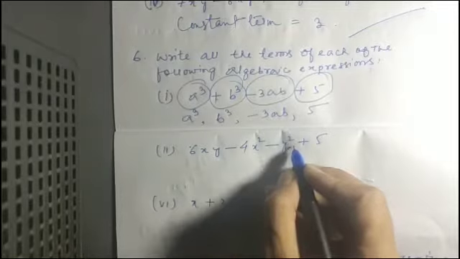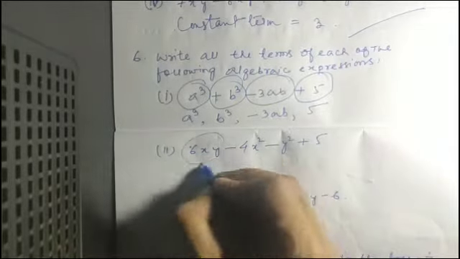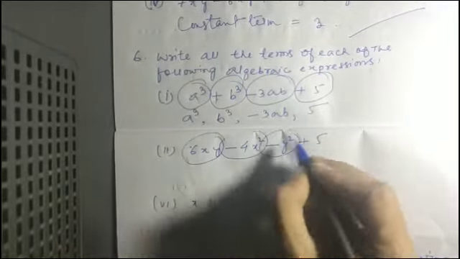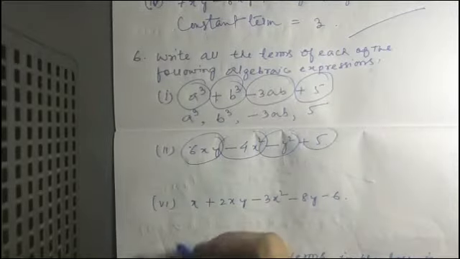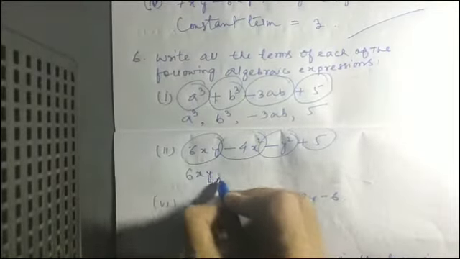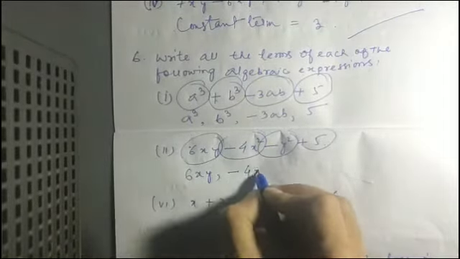6xy minus 4x square minus y square plus 5. This is one term, this is one term, this is one term, this is one term. So 6xy one term, minus 4x square one term, minus y square another term, 5 another term. All are separated with comma. Remember that. Okay, now here number 6.